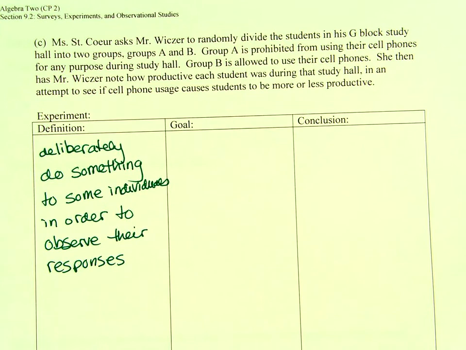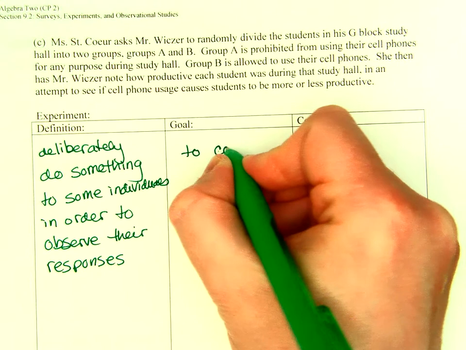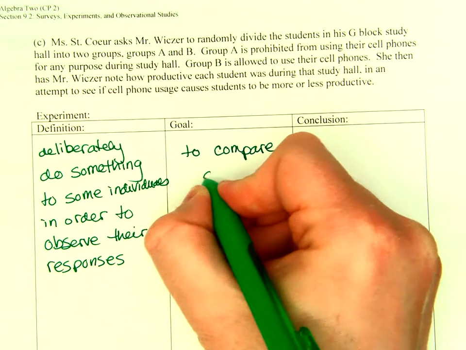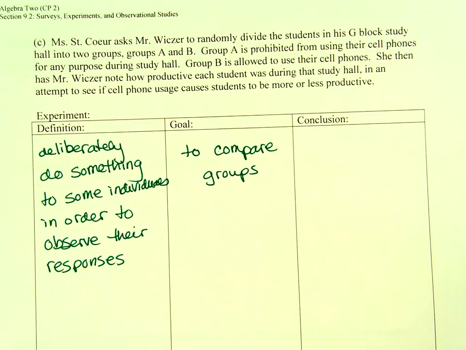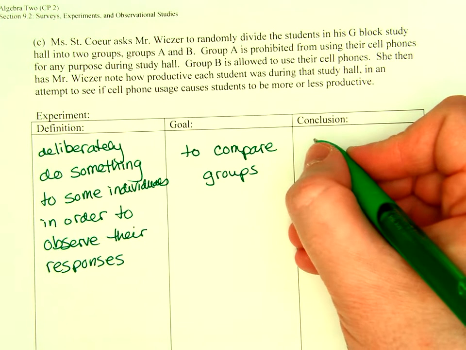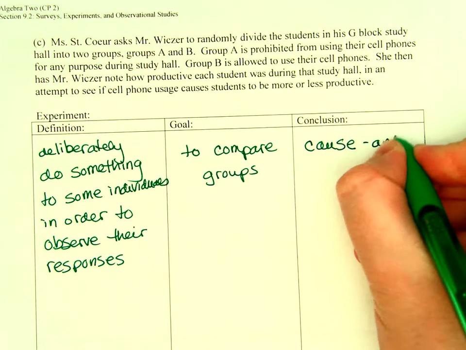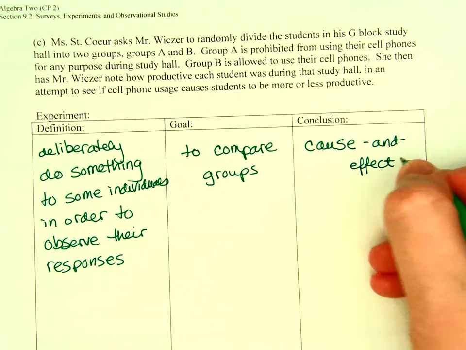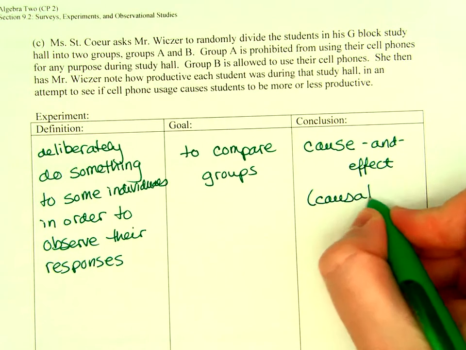Our goal here is to compare groups. One group was not allowed to use their cell phone, one group was, and I want to see if there's a difference between the groups. Because I assigned those two groups totally at random, rather than the students picking what groups they're going to be in, and the only difference between the groups was whether they were using their cell phone, my conclusion is a cause and effect conclusion. I can determine if cell phone usage causes students to be more or less productive. This is called causation.